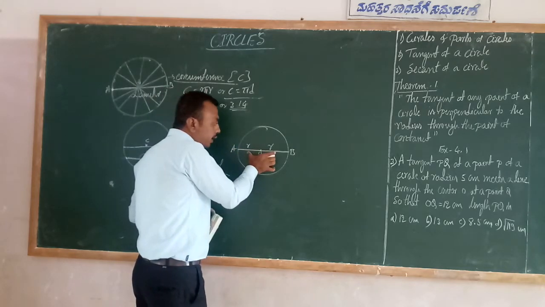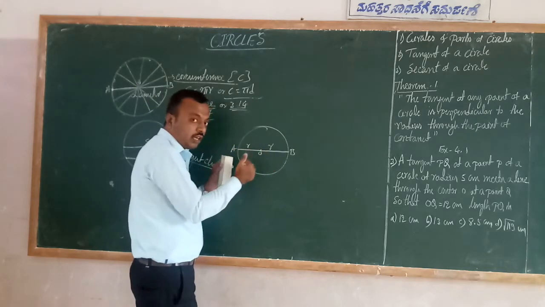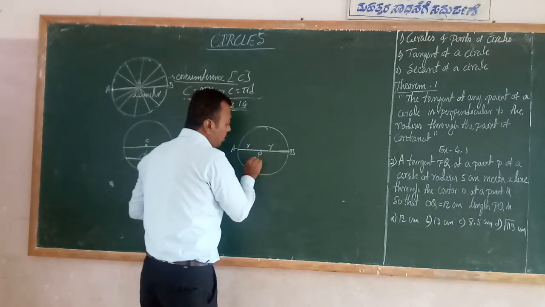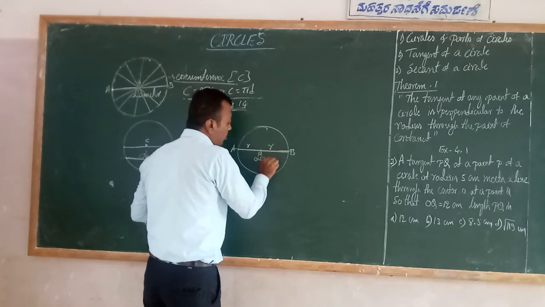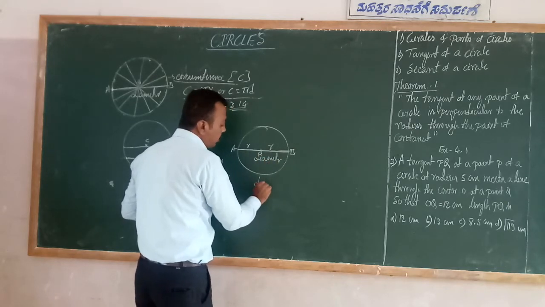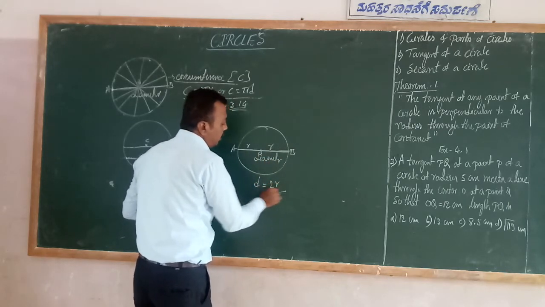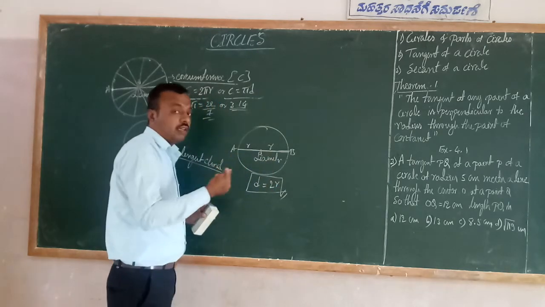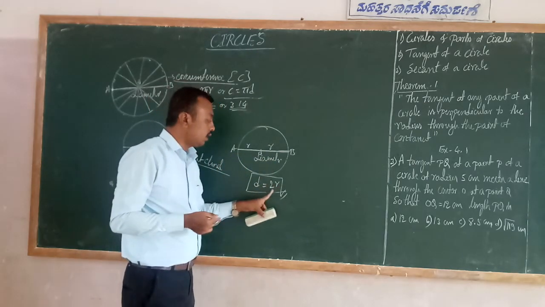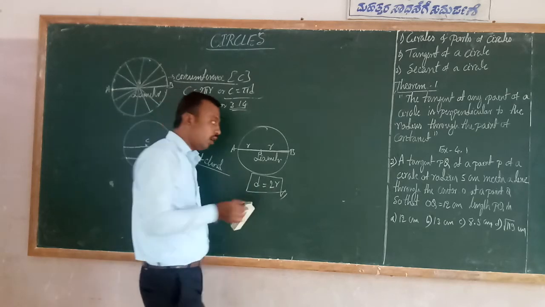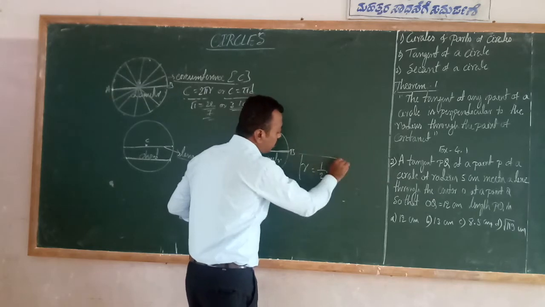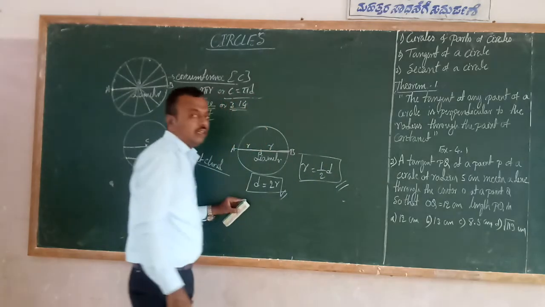So the two radii, can you join them? If you join the two radii, what does it become? It is called a diameter. So the diameter is twice the radius. Correct? For a diameter, it is double the radius. Understood? Or radius is half of the diameter.